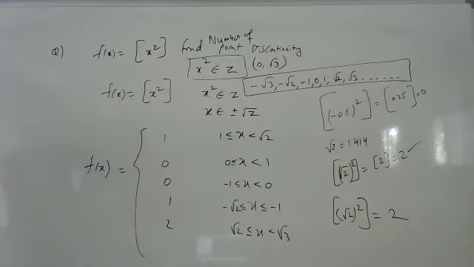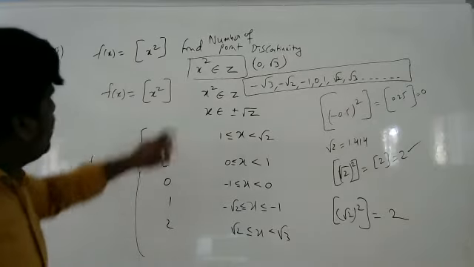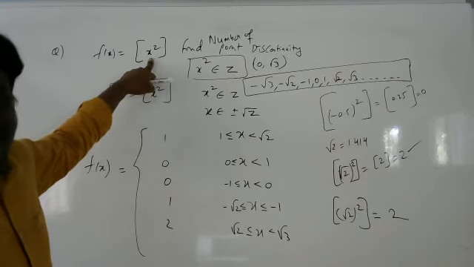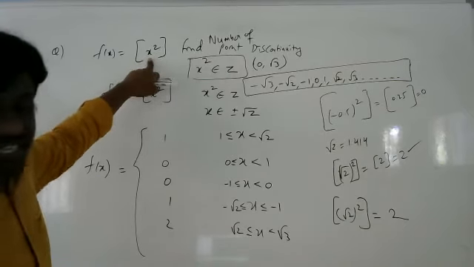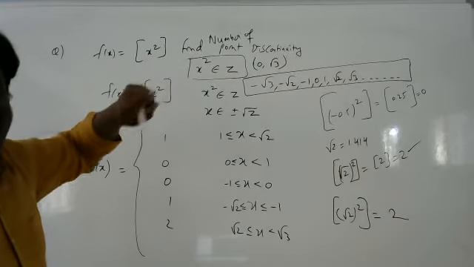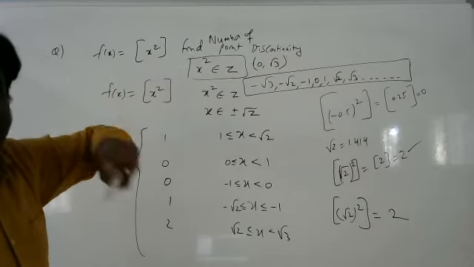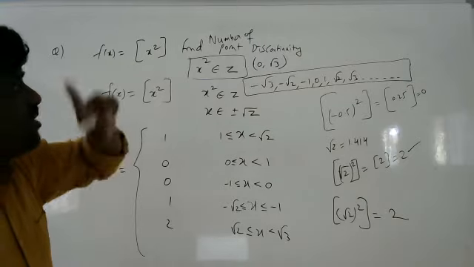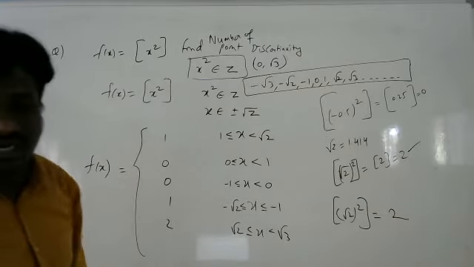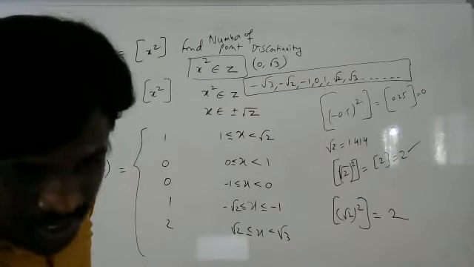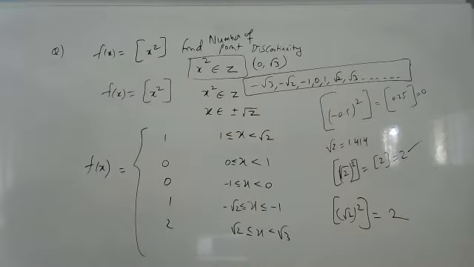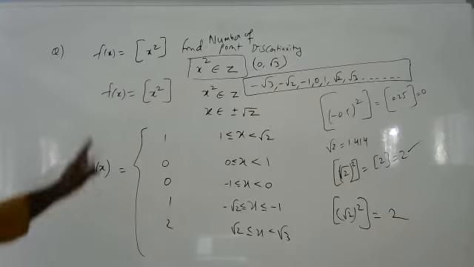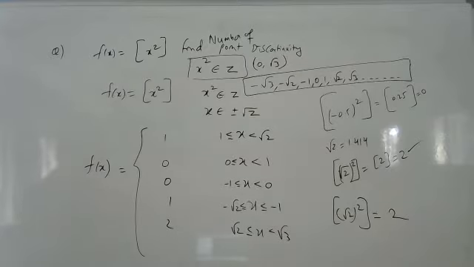So you need to understand, the simple thing I want to say is, whenever you have a greatest integer, for this equation, wherever you get an integer, that is the point of discontinuity. Okay, wherever you get an integer, that is the point of discontinuity. It is very important.